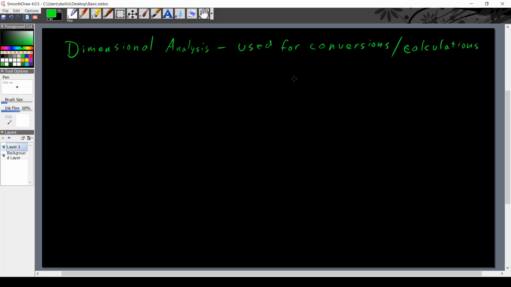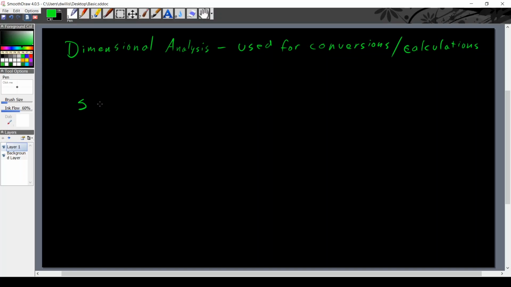All right, so dimensional analysis is used for certain types of conversions and calculations, and it is based on the idea that the units of a number actually travel with it in equations or in calculations, and your final units actually come from the mathematical process that you moved through the whole way.